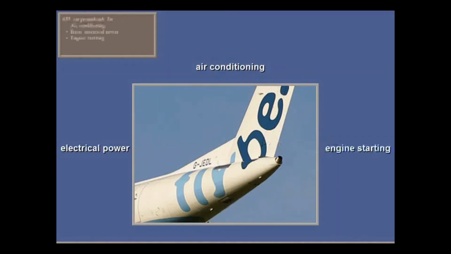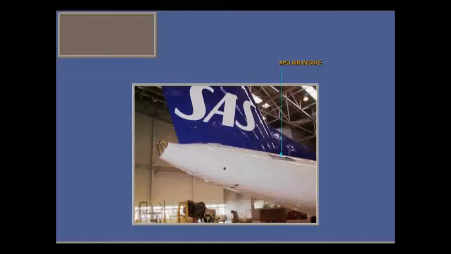The optional auxiliary power unit installed in the rear equipment bay in the aft fuselage is used on ground only for air conditioning, electrical power and engine starting. Intake air is drawn through this screened duct, and exhaust gases are discharged upwards at the aft end of the titanium tail cone.